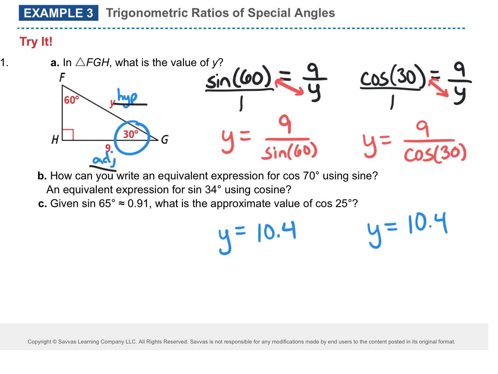What is this 65 and 25? Is that a side or an angle? That's an angle, okay? How can we figure this out without a triangle? How can we figure out the value of this? Type it in your calculator. Type cosine of 25 in your calculator. What do you get? 0.